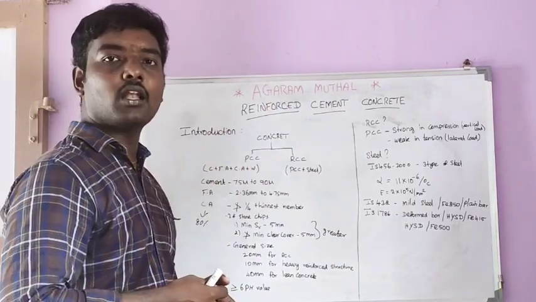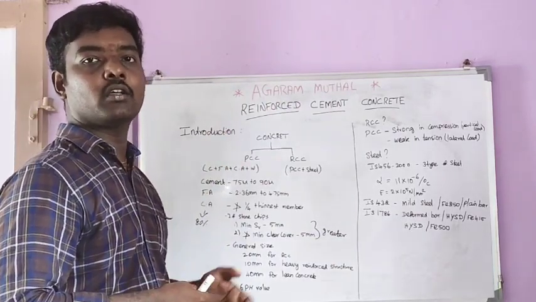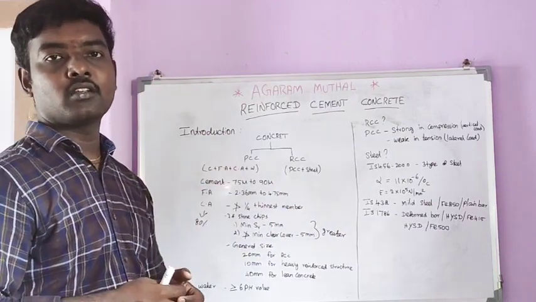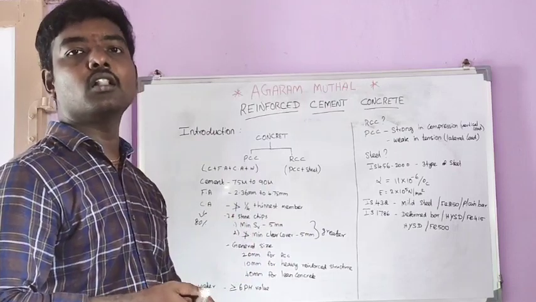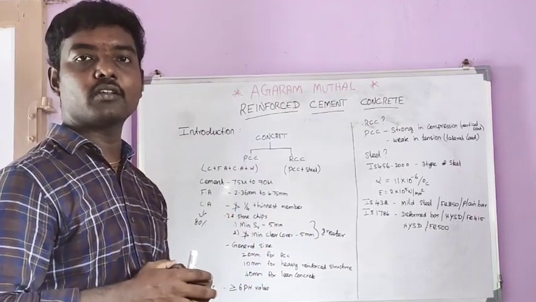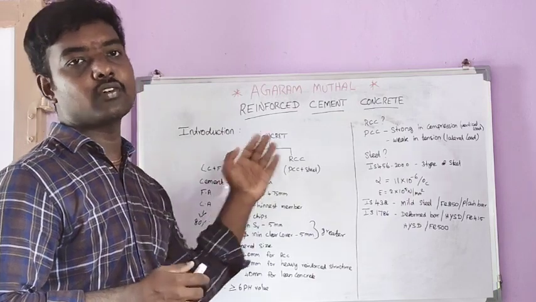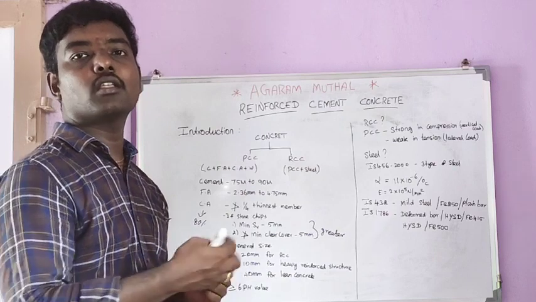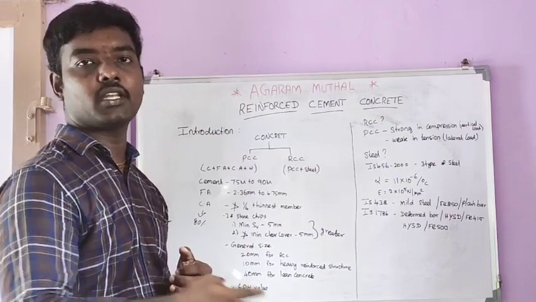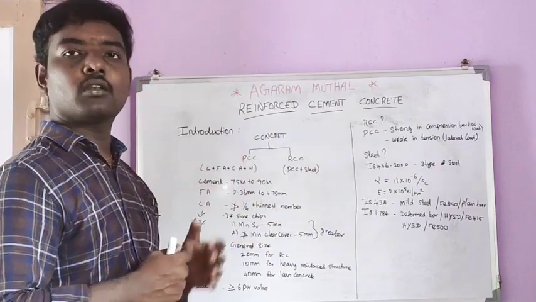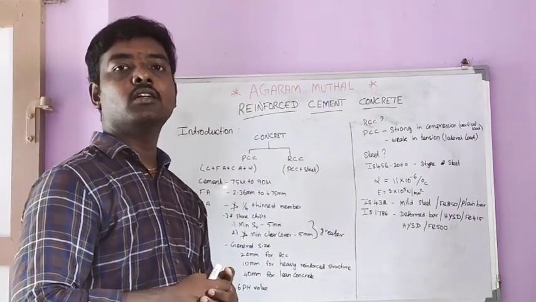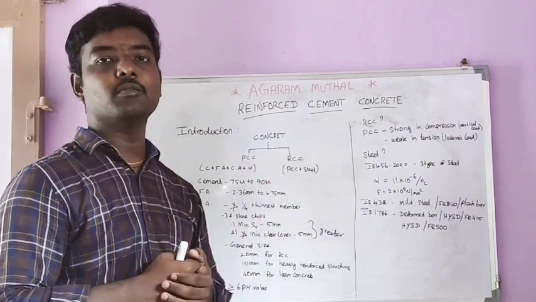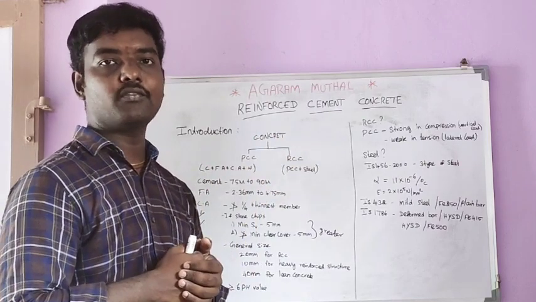As I said in the last video, we are discussing reinforced cement concrete. The first topic is the introduction. More or less all the components of a structure are made up of reinforced cement concrete. Here we are going to see why it is used. Before that, there are generally two types of concrete: one is PCC, plain cement concrete, and the other is RCC, reinforced cement concrete.